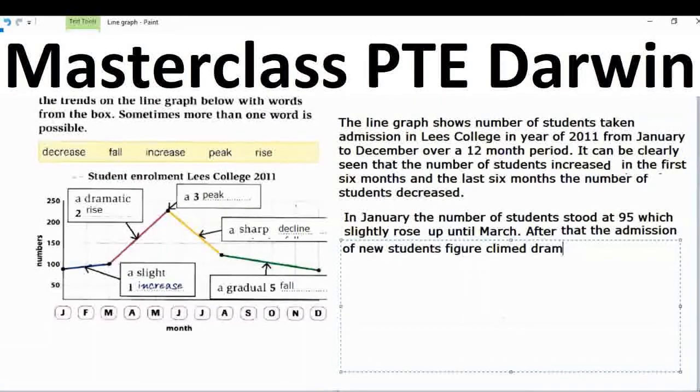Okay, dramatically or sharply. Okay, so use anything. Okay, we use dramatically here. Okay, the number of student figure or students number, admission of new students climbed dramatically. We can omit this figure thing, so we can just use this. Students climbed dramatically. And then what happened?